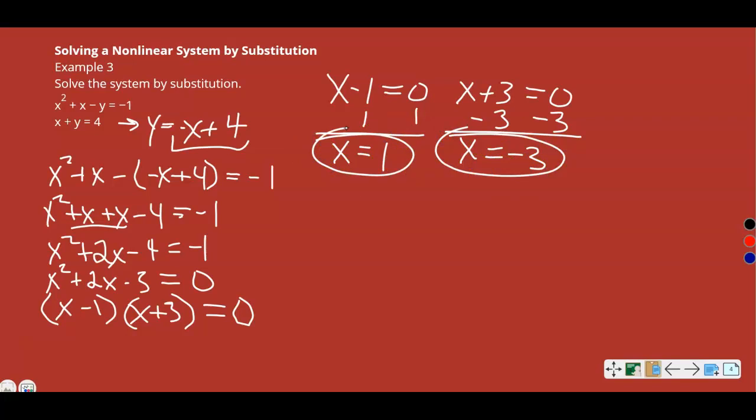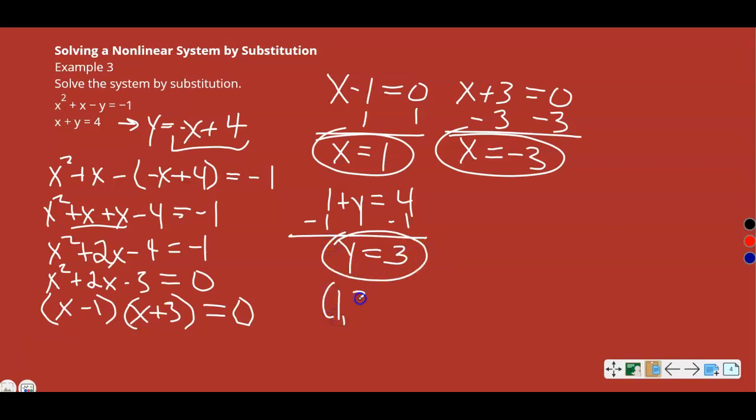Now, to find the y value, I have to plug these in, okay? So this is probably going to be one where I have two solutions, but I have to plug in these one at a time. So I'm going to plug in 1 first. So let's plug it into the second equation, since it's the easiest. So we're going to have 1 plus y equals 4, minus 1, y equals 3. All right, so that goes with my x is 1. So 1, 3 should be a solution.